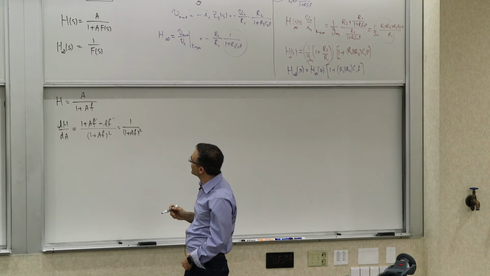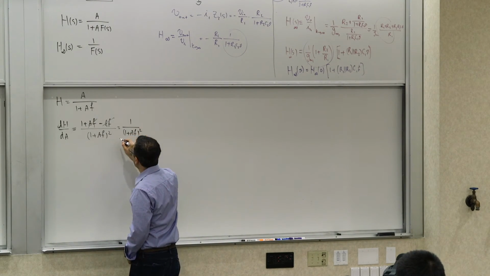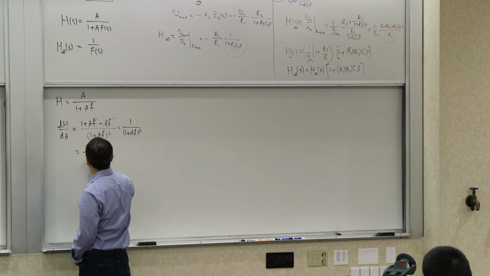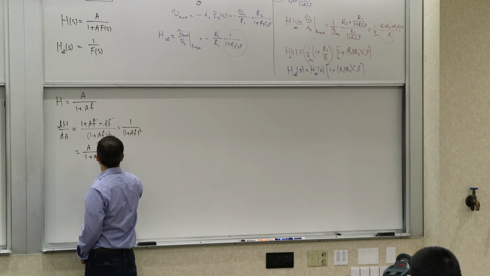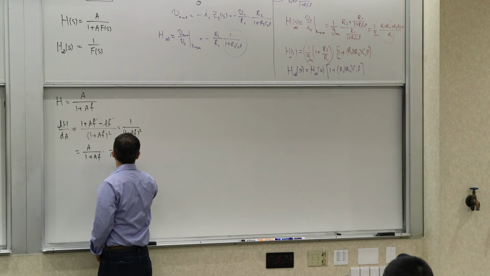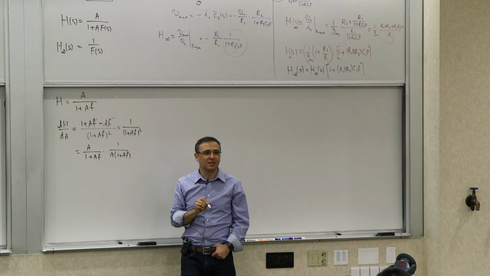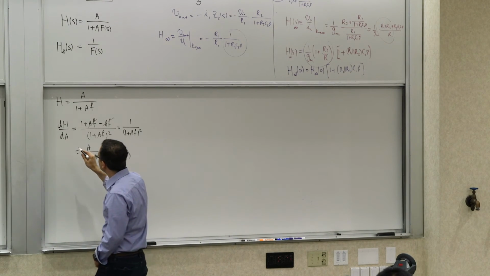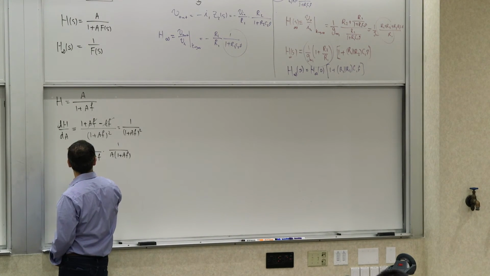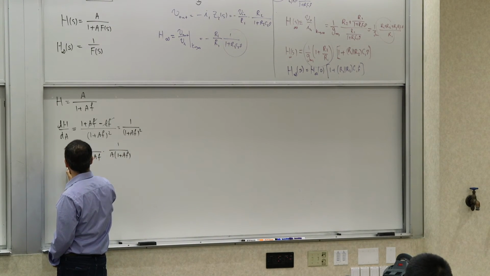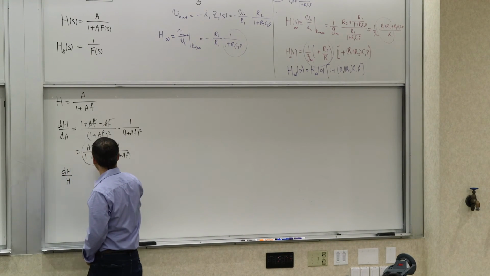So I want to show it in a sensitivity format. So we are going to rewrite this part, multiply and divide by A. Then you have a 1 plus AF, right? So this is what you have. And now if I write it as dA over A, can I write this as dA over A? So I can take this here. I can say dH over H, because this is H, right?